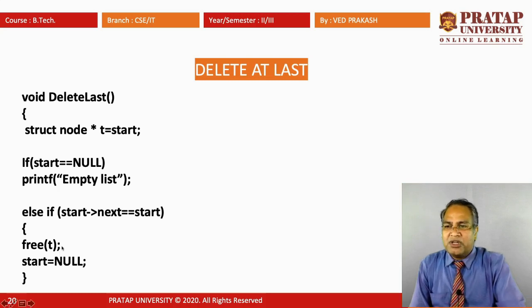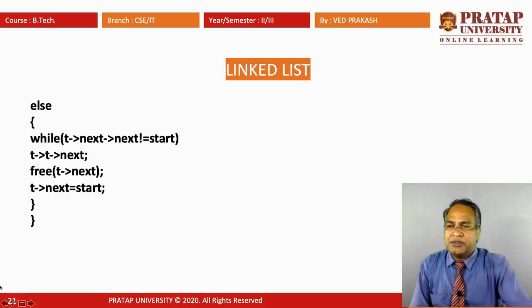Now, if there is more than one node, in this condition we basically use a while loop. While T next of T next is not equal to start, in this case, we basically set T equals T next, and we free the T next, and T next is set to start. So that is the algorithm of removing the last node from the circular linked list.